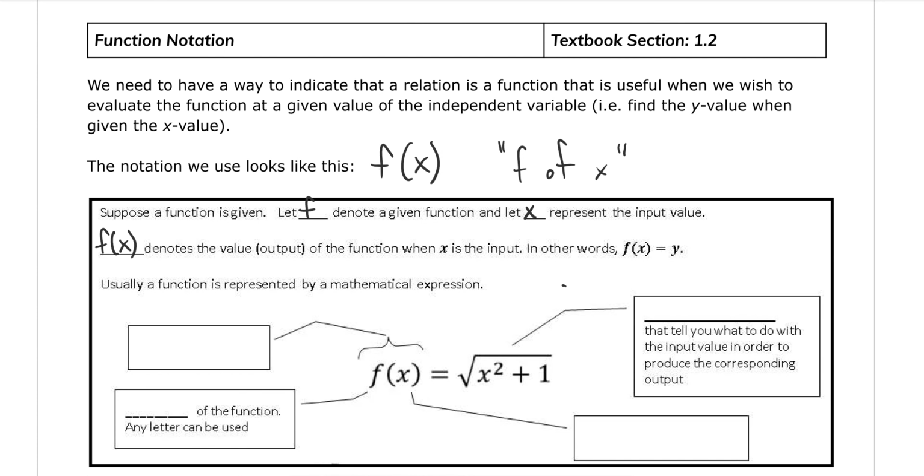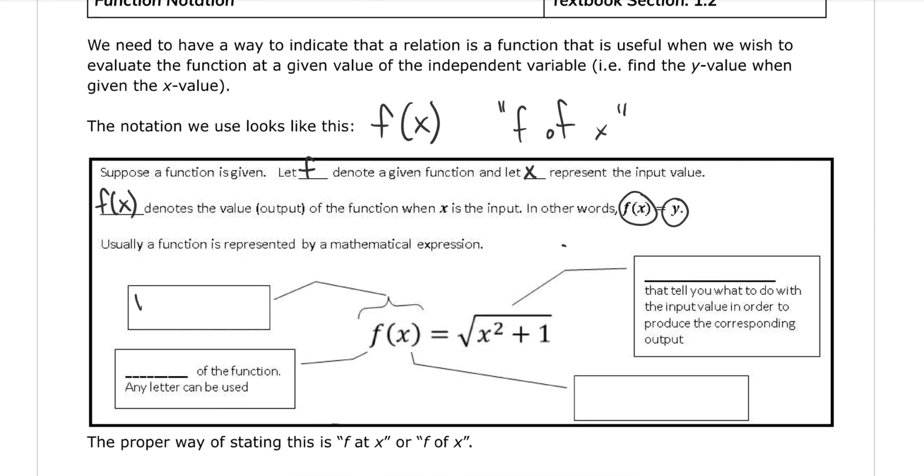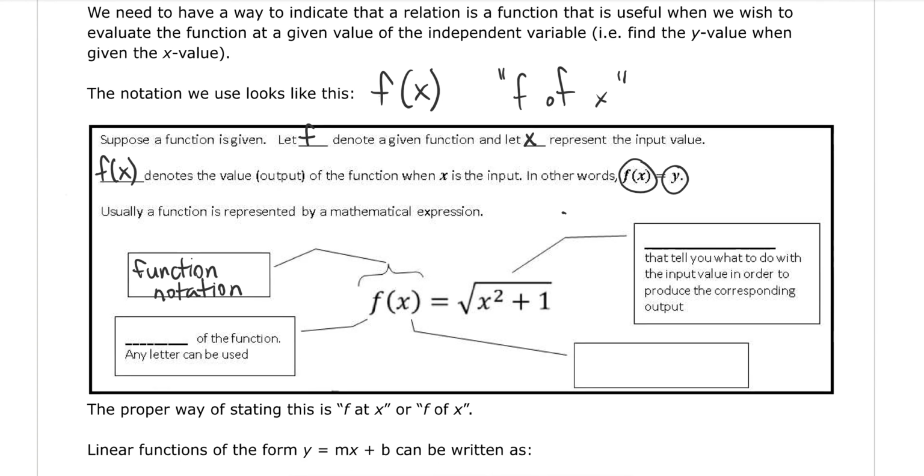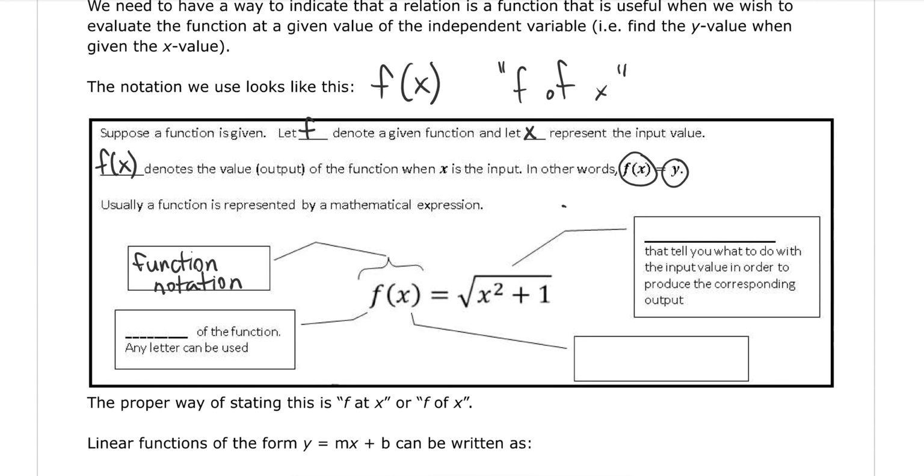In other words, when you see an equation that says y equals something, we are now replacing that y with f of x. This is just a way for us to say, find the y value when the input is x, whatever that number x is. This is what we call function notation, and you read it as f of x or f at x.